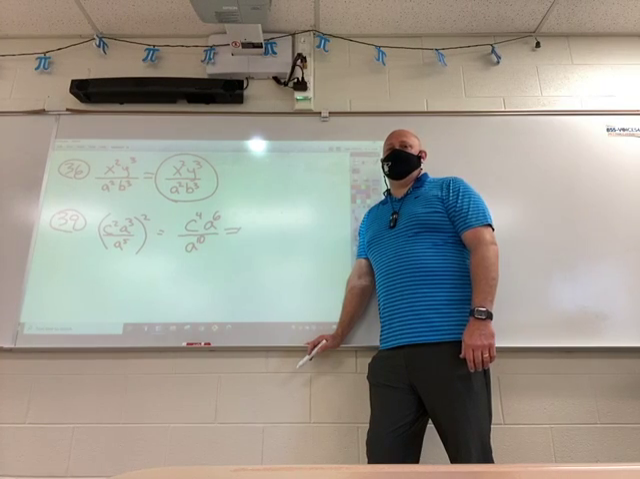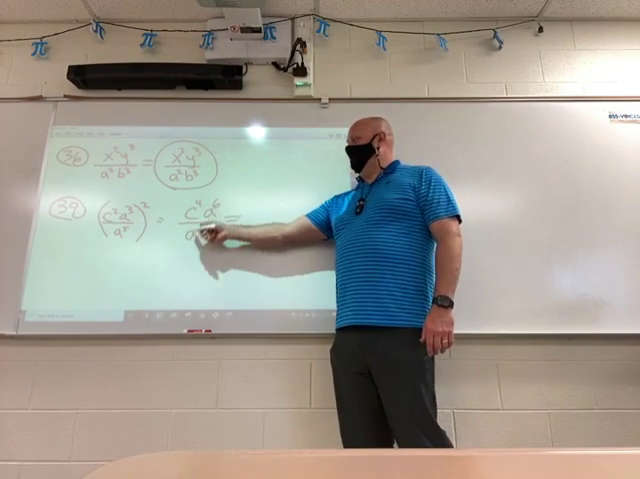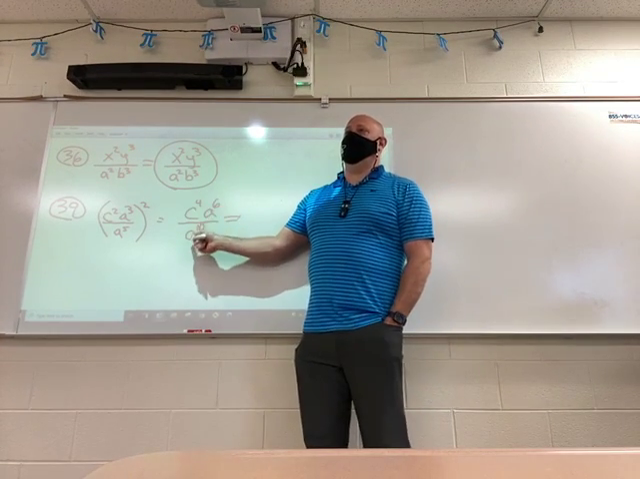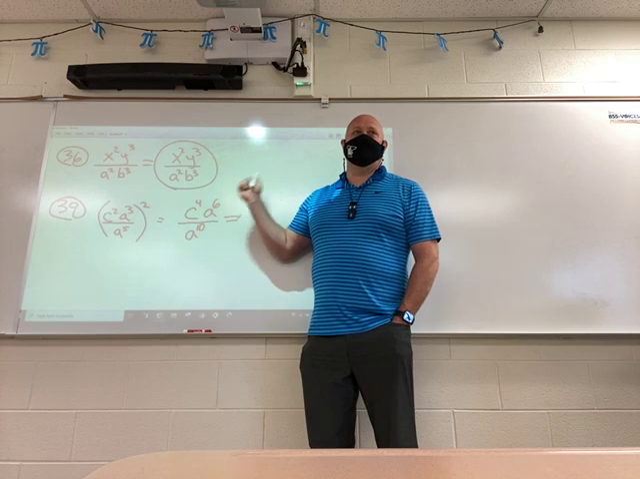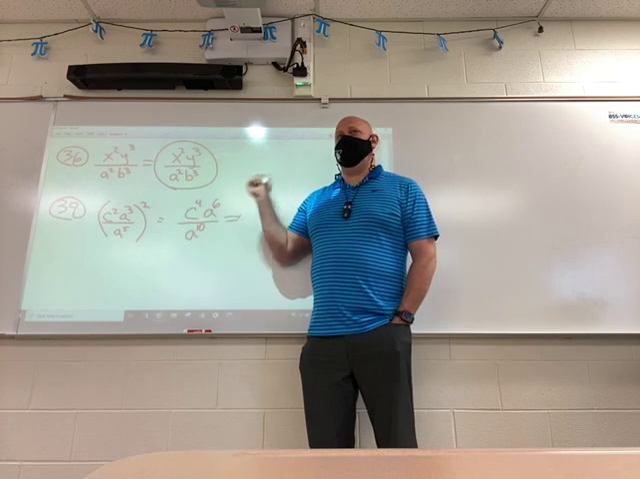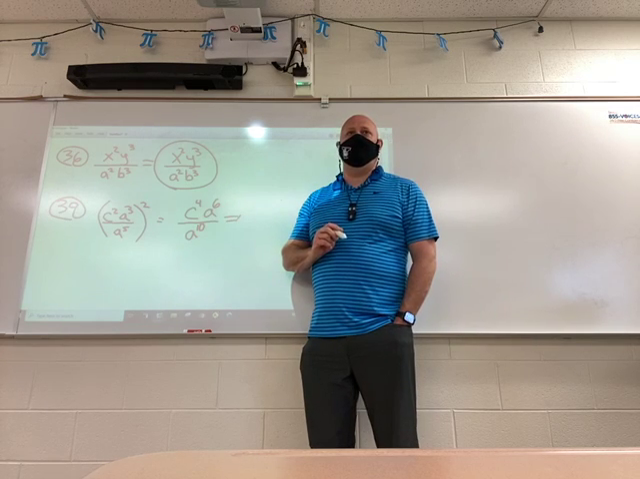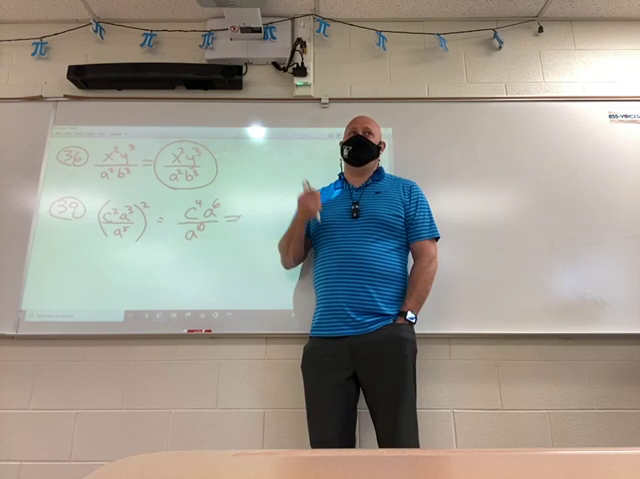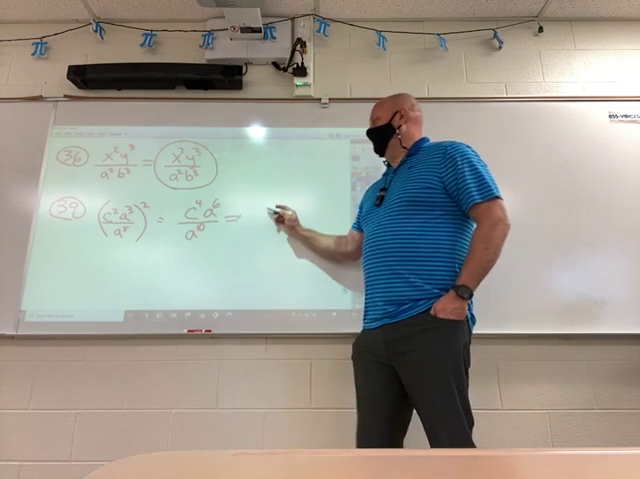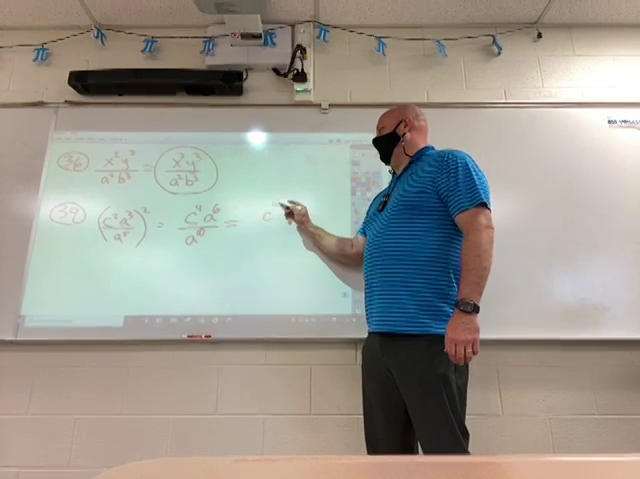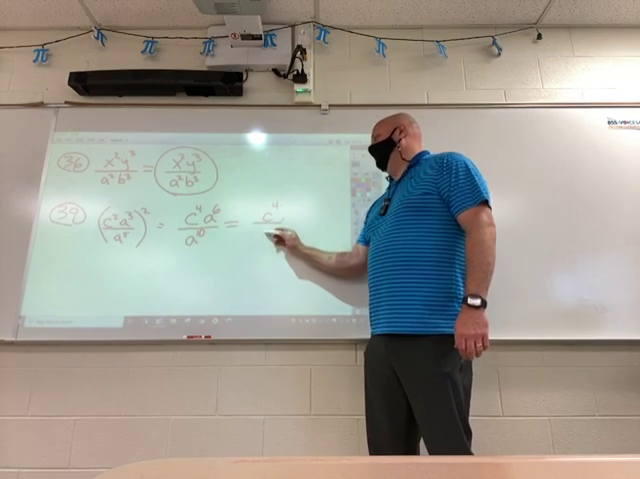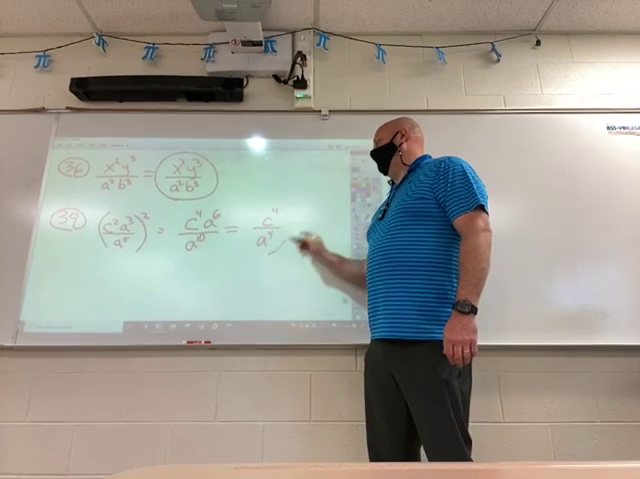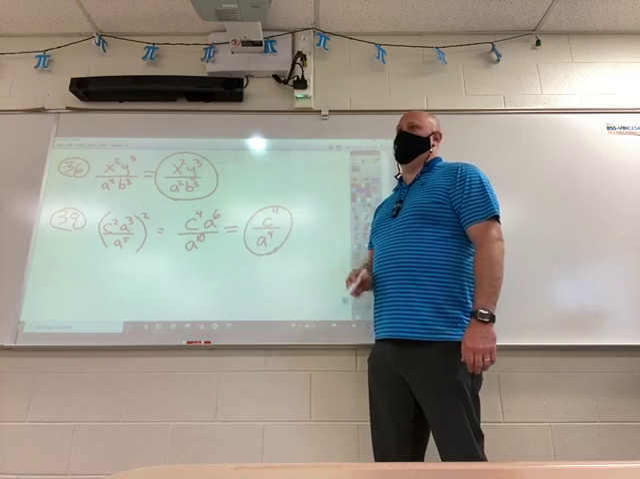I have a's on top and a's on bottom now, don't I? What do I do when I divide with these? Subtract. So how many a's am I going to be left over with? 4 of them. Where are those leftovers going to be? On the top or the bottom? So my answer should be c to the 4th over a to the 4th. This is what your answer should be.